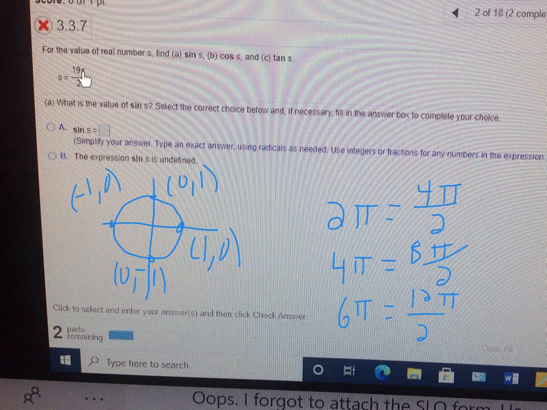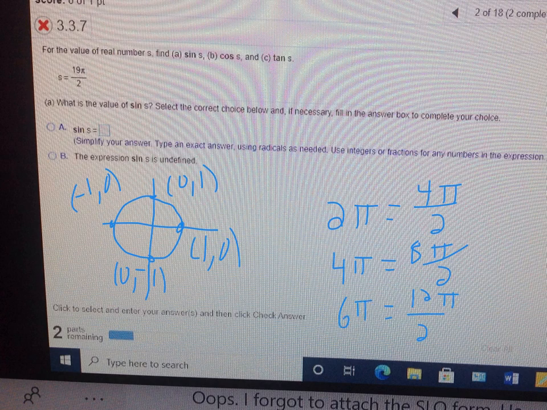19 pi halves, that's positive, so we're going around this way. All the way around at once is 2 pi, which is the same as 4 pi halves. Going around it twice, that'd be 4 pi or 8 pi halves. Go around 3 times, it'd be 16 pi halves.